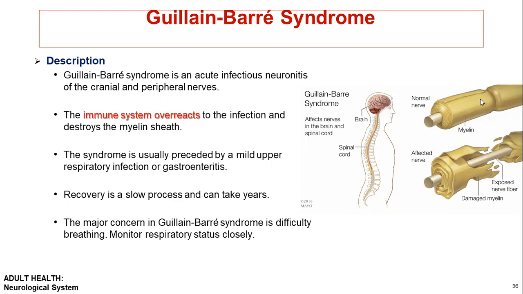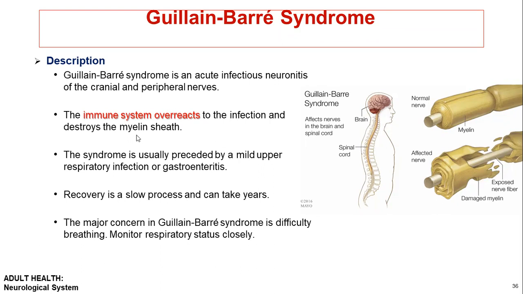In this picture, you can see the normal nerve, and the nerve is covered by a myelin sheath. But this myelin sheath is attacked and destroyed and causes the problem. The autoimmune system attacks the peripheral nerve myelin sheath, and when the myelin sheath is damaged, the patient has motor or sensory dysfunction. The immune system overacts to the infection and destroys the myelin sheath.